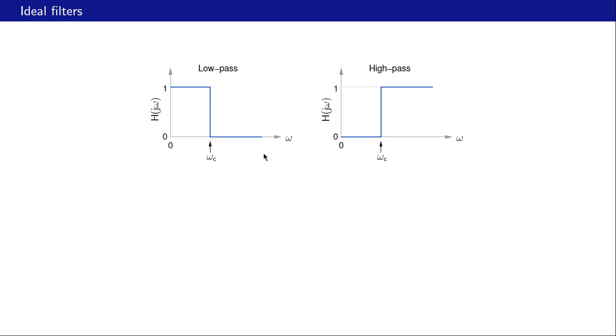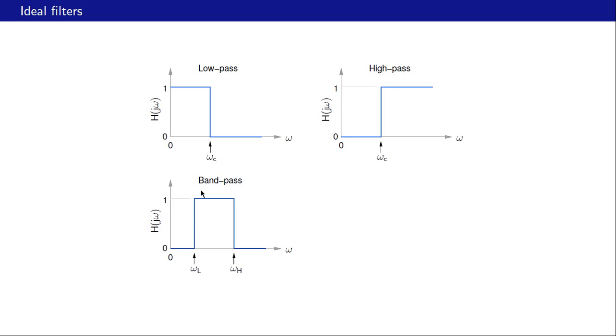An ideal high pass filter does just the opposite. So its H of j omega is 1 for all frequencies higher than omega c, and it's 0 for all frequencies which are lower than omega c. So it passes high frequencies, that's why it's called high pass, and blocks low frequencies.